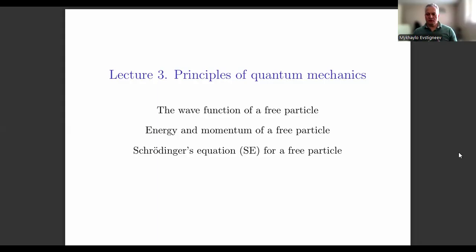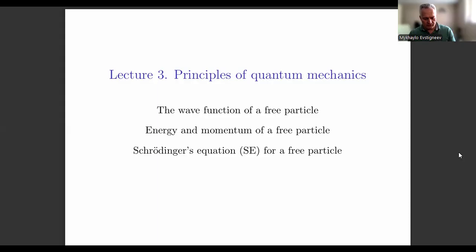Now, the description in terms of the wave function would be useless unless we have a tool to calculate the wave function for any specific system. And this tool has been developed about 100 years ago by an Austrian physicist, Erwin Schrödinger, and it is now called Schrödinger's equation.